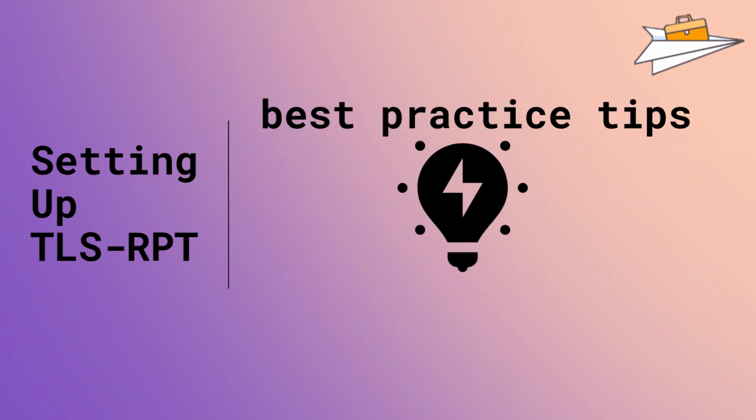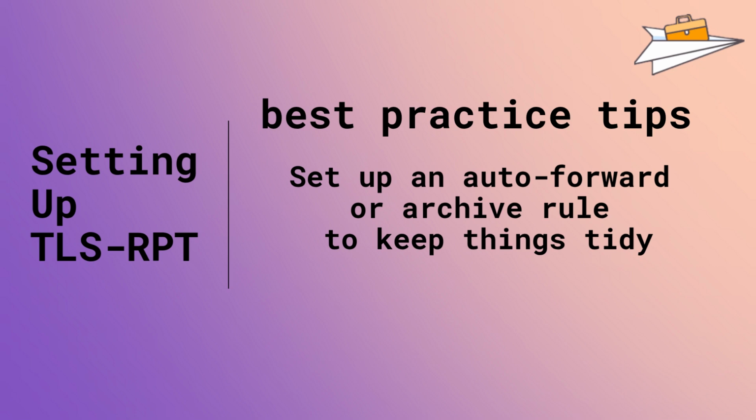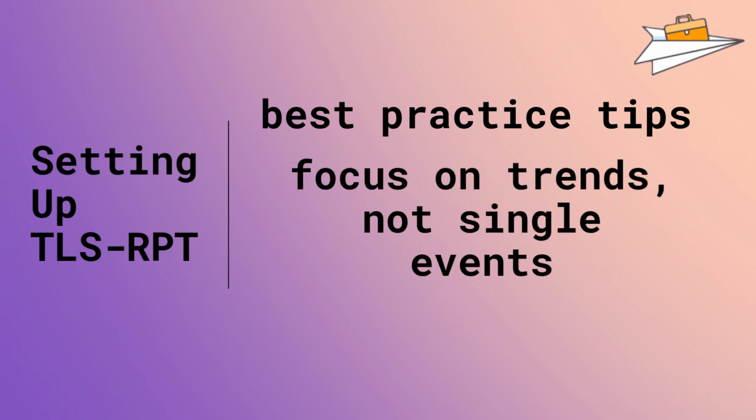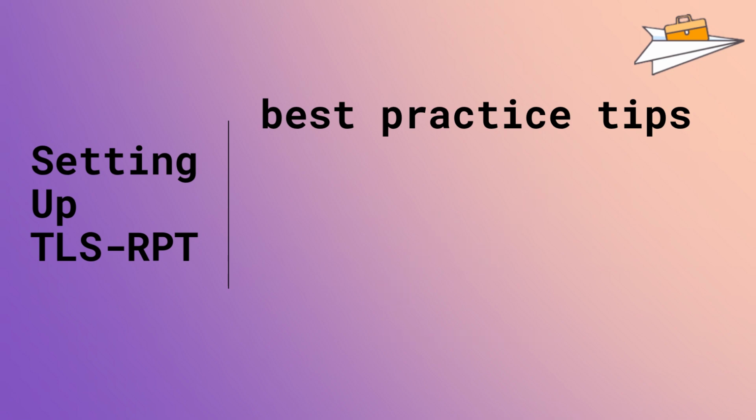A few best practice tips for you. Use a dedicated mailbox, like tls-reports at yourdomain.com. Set up an auto-forward or archive rule to keep things tidy. And focus on trends, not single events. What matters are patterns or spikes in failure rates. If all is good, you'll see a steady flow of positive reports. But when something breaks, TLS-RPT will be the first to tell you.